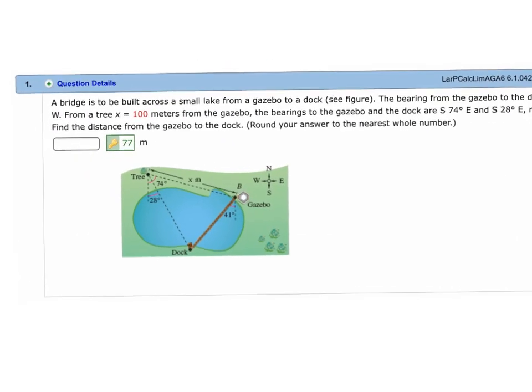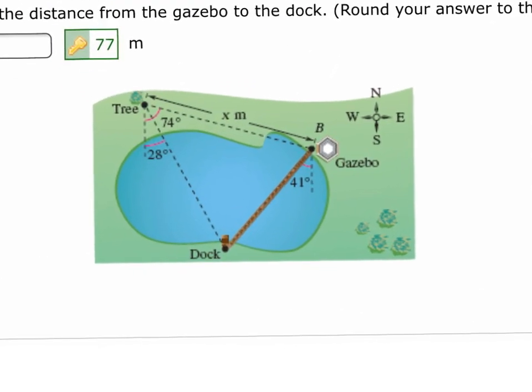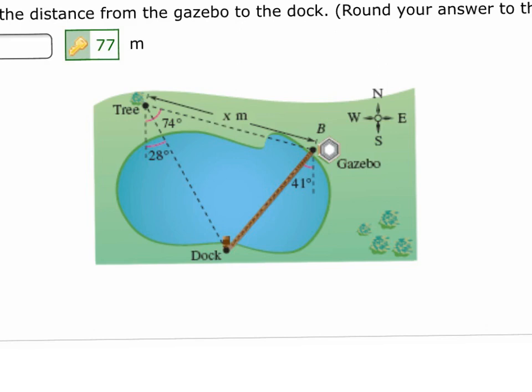So the first thing I would say is make sure that you know how to fill in those angles. If it said from the gazebo to the dock, where you're going from here to here, you should be able to fill in that south west 41 would go there, because there are going to be times in which you're going to have to fill that stuff in, okay? The other thing I would say is, I told you yesterday, remember to use those north-south lines as parallel lines, right? Every north-south line is going to be parallel to every other north-south line. Every east-west line is going to be parallel to every other east-west line, right?